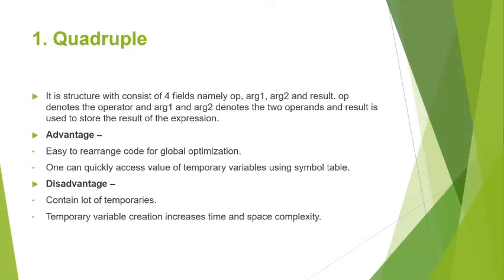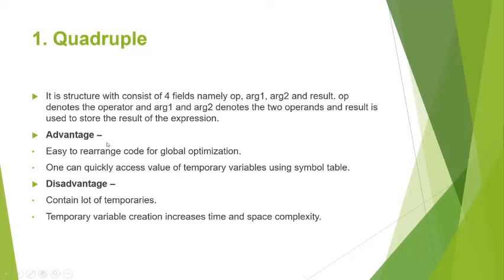This structure consists of 4 fields, namely OP, ARG1, ARG2 and result. OP denotes the operator. ARG1 denotes the argument 1. ARG2 denotes the argument 2. Result is used to store the result of these two argument values.